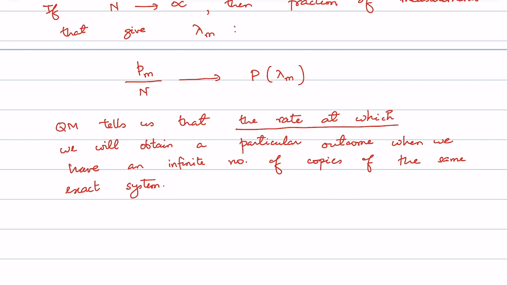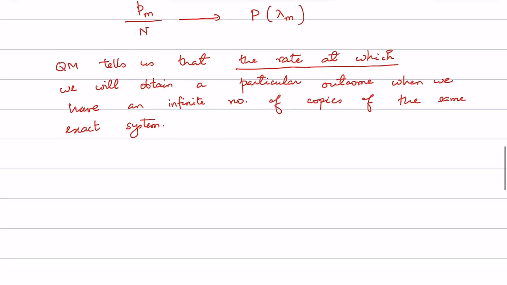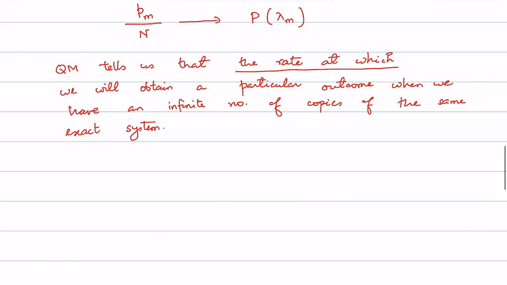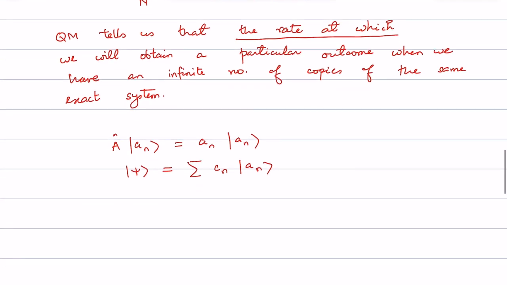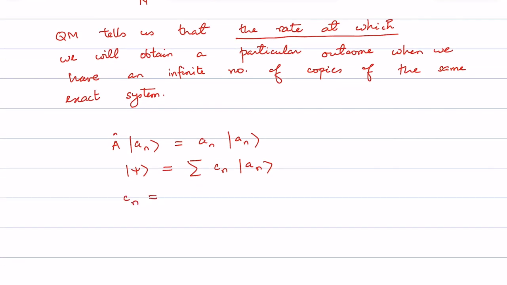Let me elaborate a little more here. Suppose we have just one copy, rather than N copies. We can only know the probability of getting a particular outcome. So if we have this eigenvalue equation for a_n, this means that if the system is in an arbitrary state |psi>, I can write it as a superposition of the eigenkets, where C_n is a complex coefficient, and by now you know that C_n I can write as <a_n|psi>.